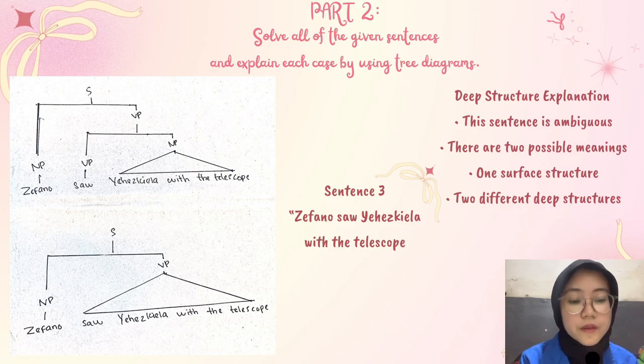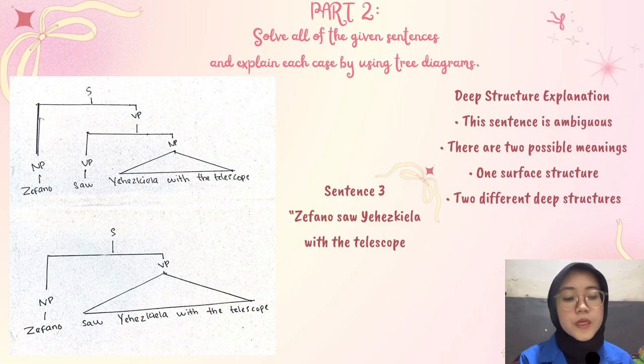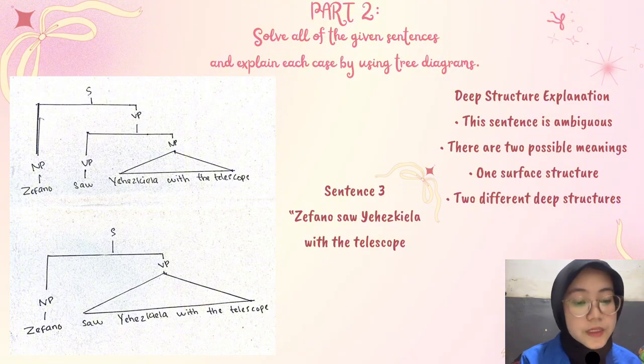So in the first deep structure, Heskelia is the one who has a telescope, and in the second, Stefano used the telescope to see Heskelia. Even though the sentences look the same on the surface, the deep structure is different.